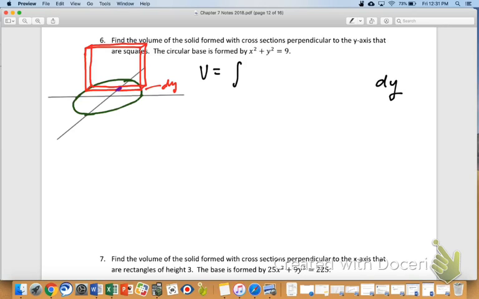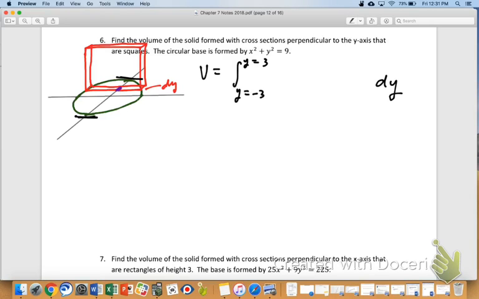Okay, second step. Let's figure out our limits of accumulation. Where do you think I would start accumulating these cross sections? For which y value? -3. Yep, I would start down here from y equals -3 to, where would I stop up there? It's also 3. Yep, so it'd be -3 to 3.